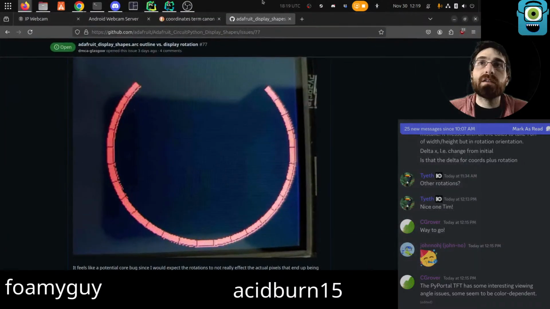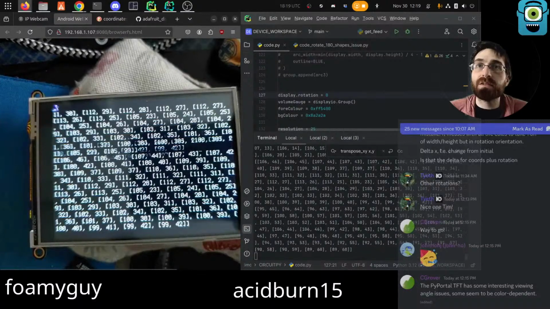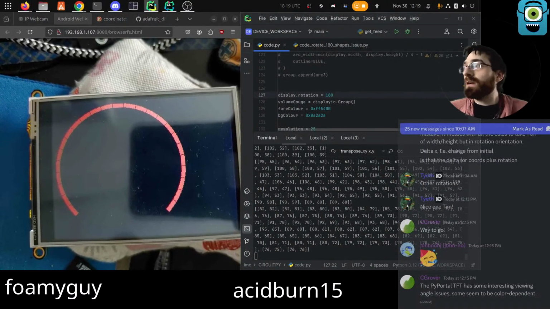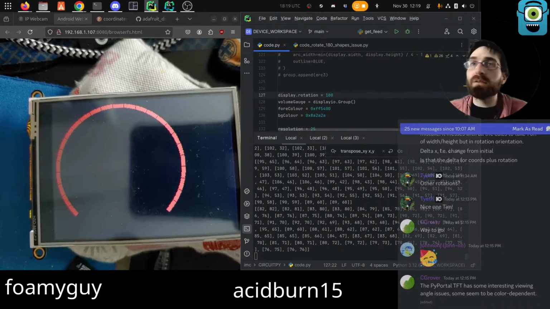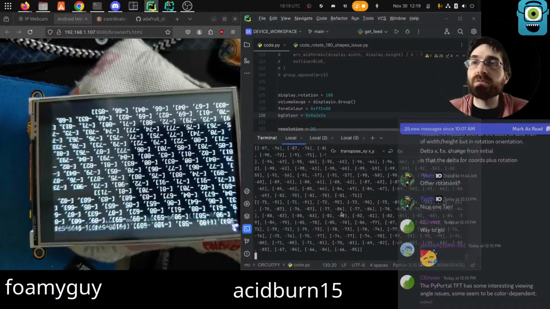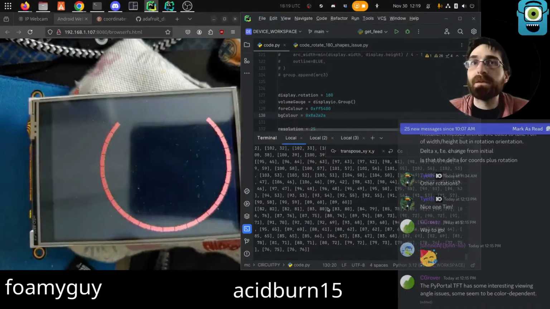And I, at one point, edited the library to print out a million extra things, which is what all this is. Biportal TFT has some interesting viewing angle issues. Yeah, seem to be color dependent. I've seen that as well, yeah, where certain colors are much harder to see at certain angles. I don't remember which ones and where, but I do remember running across that one day. Sweet.